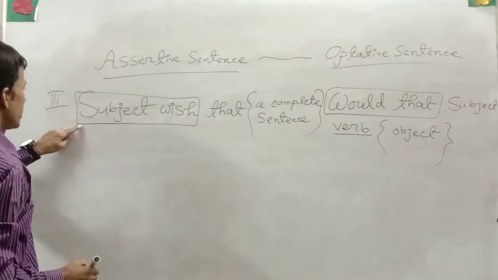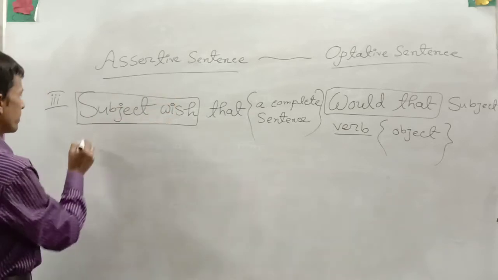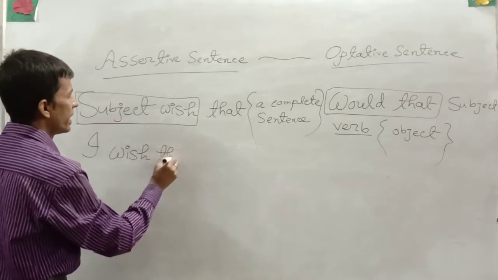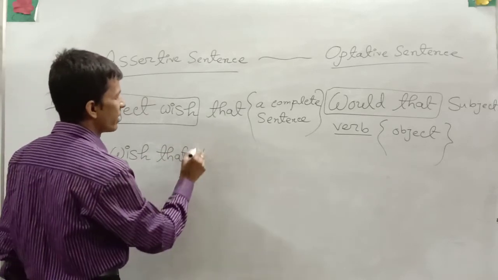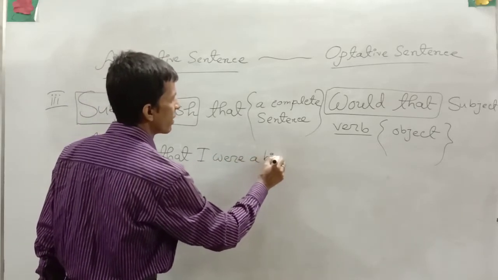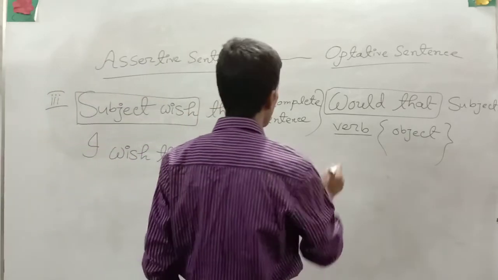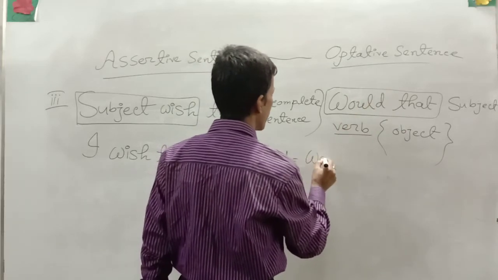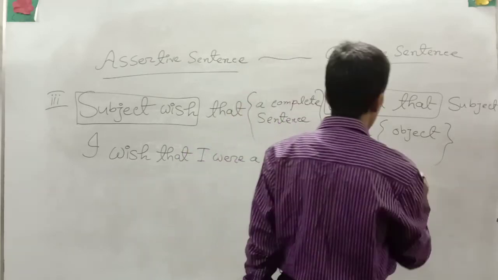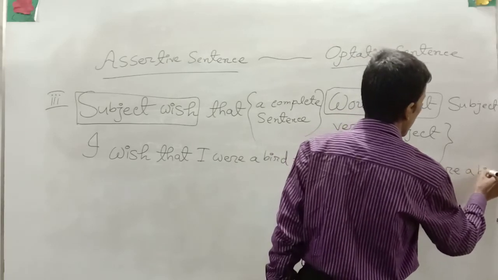Now try to watch, now try to understand in what way assertive sentence can be transferred into optative sentence. I wish that I were a bird. Now the optative sentence will be written by following this structure: would that I were a bird.